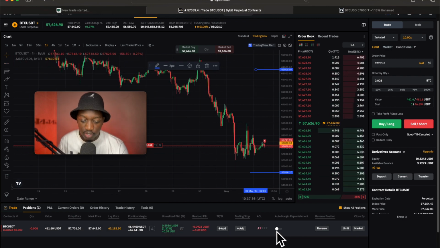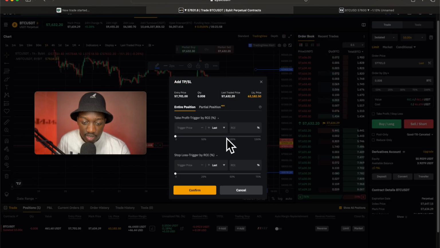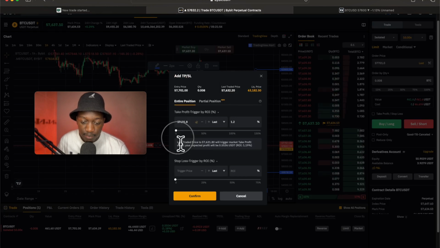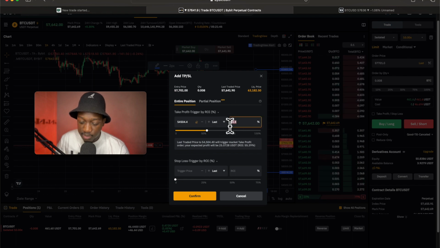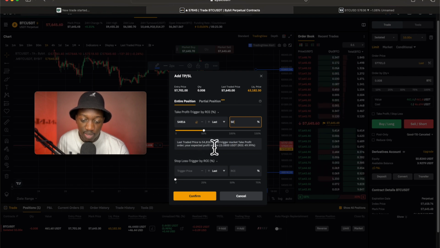Other than that, you can also put a stop loss and take profit depending on the direction your position is based at. So let's say I want to take profit at 50%. I can just scroll this up by 50%, as I'm looking at right here, or I can simply type 50% like that. It means that my profit will be 23 USD, and I'll make it if the price of Bitcoin falls down to 54,000. That's going to give me 23 USD in profit.